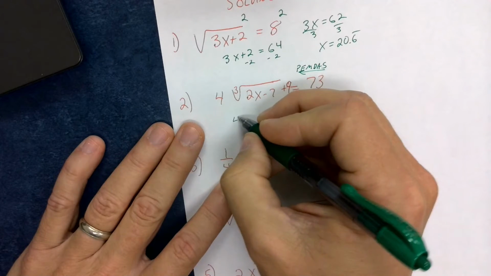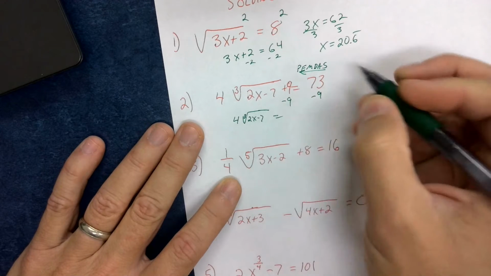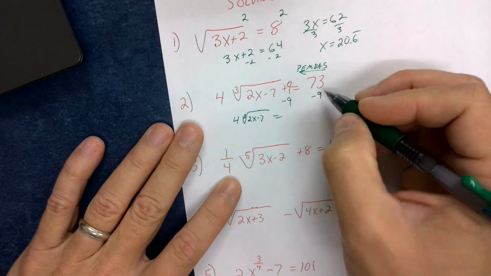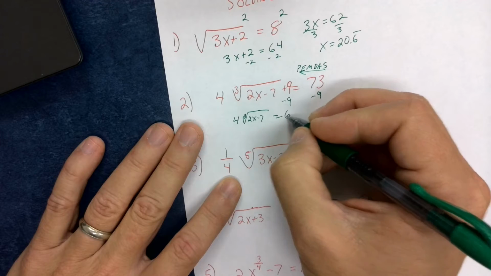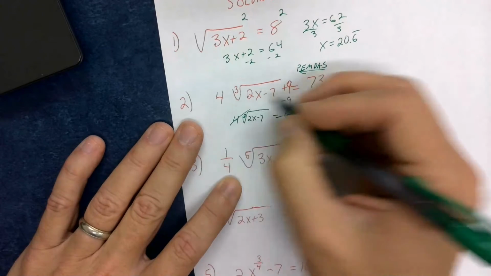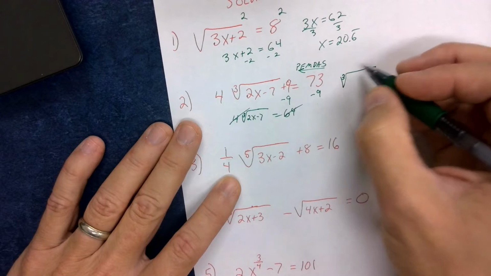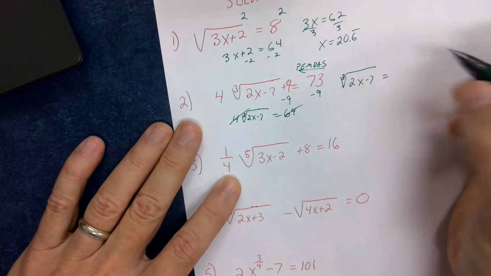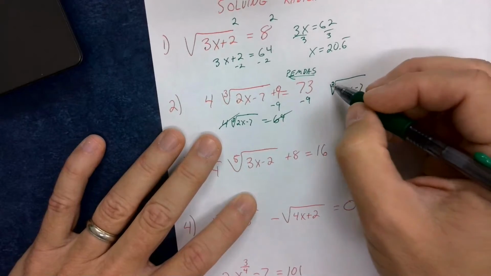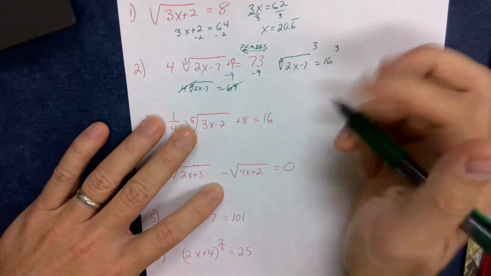And then I get 4 times the cube root of 2x minus 7 equals 73 minus 9, which is 64. Divide by 4 on both sides, and I get the cube root, make sure you keep the little 3 there, of 2x minus 7 equals 64 divided by 4, which is 16. And then how do I get rid of a cube root? I have to cube it. So third power.